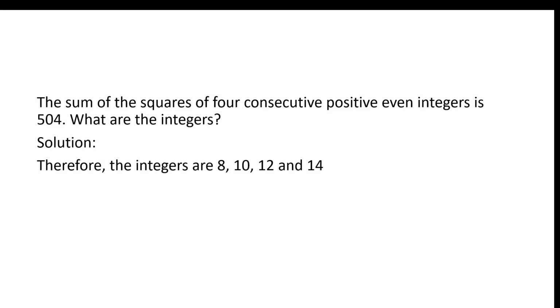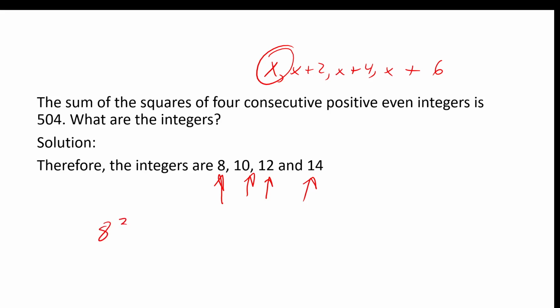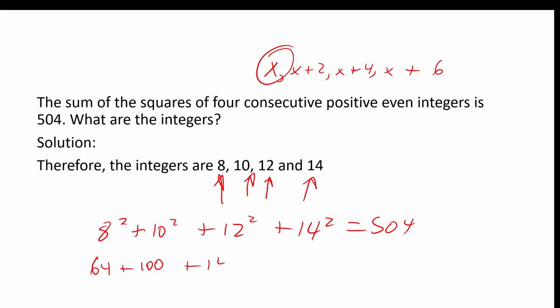Now, go back a few slides, we said our integers will be x and x plus 2 and x plus 4 and x plus 6. So if x is equal to 8, then our integers are really 8, 10, 12, and 14. Those are consecutive positive even integers, and we're saying the sum of the squares is 504. And if we feel like double checking our answer, this is what it's saying. 64 plus 100 plus 144 plus 196 does indeed equal 504. So it actually checks out correctly.